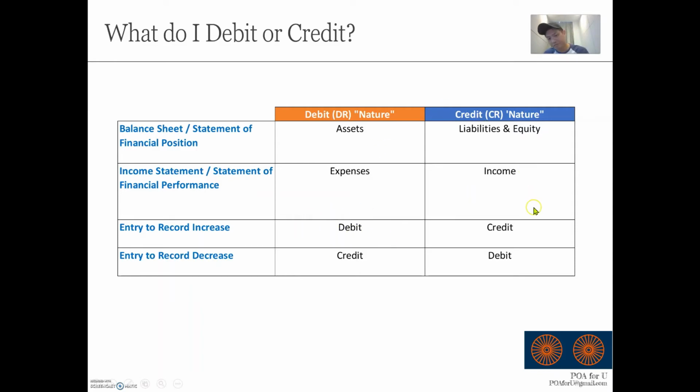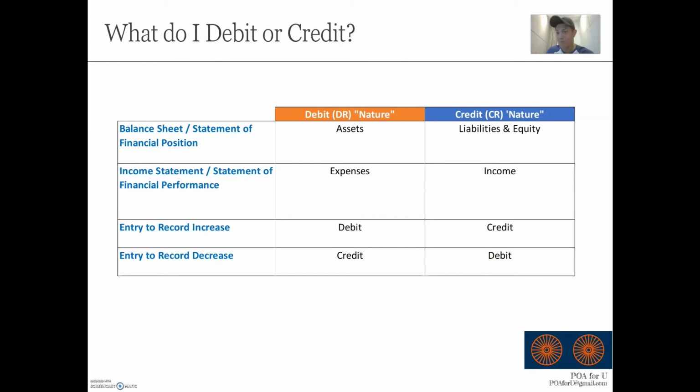Now, if you flip the coin, then credit nature. What are credit nature items? They are liability and equity items. So capital is included in here as well. And income items. So income, be it sales revenues, service fee revenues, or other types of revenues like rental revenues or commission income. These are things that you see in your examination. These would be credit nature items. So if you want to record an increase, then you would credit this. If you want to record a decrease, you would debit this.